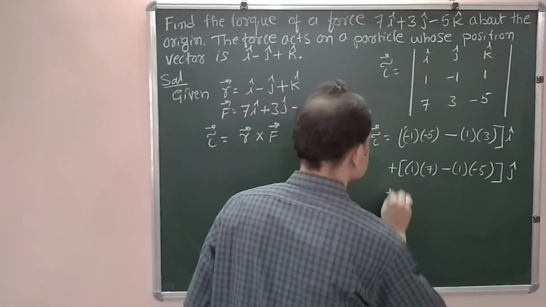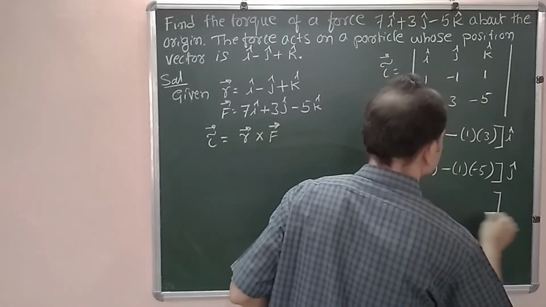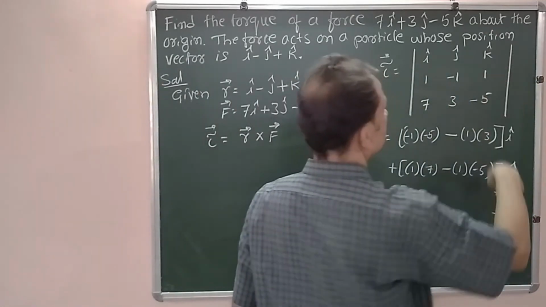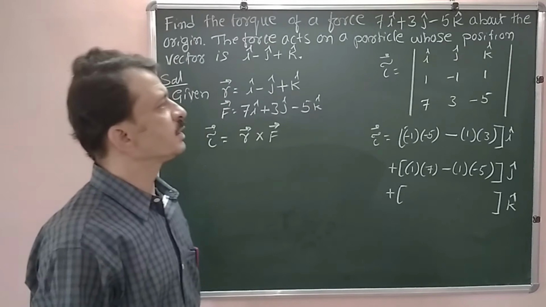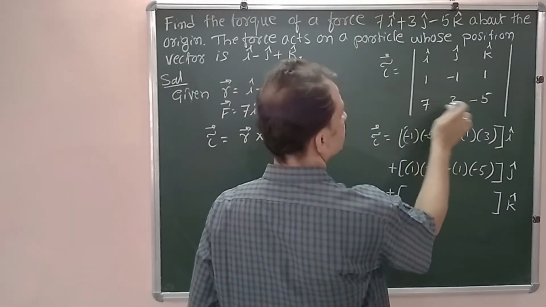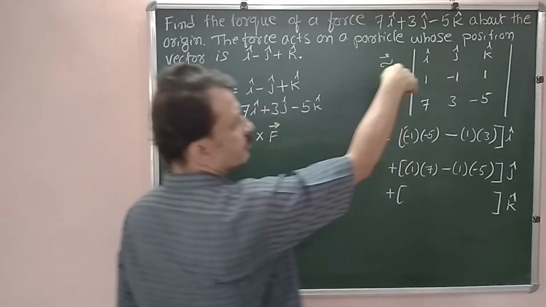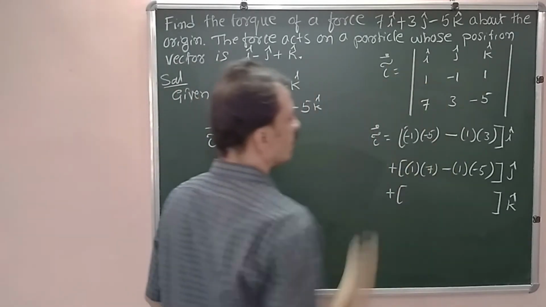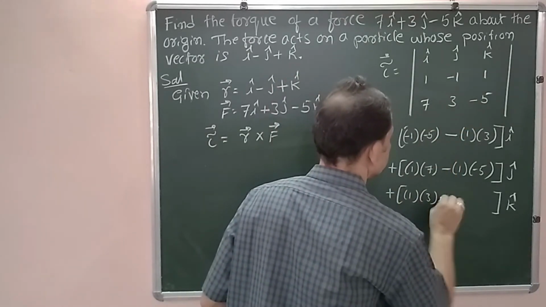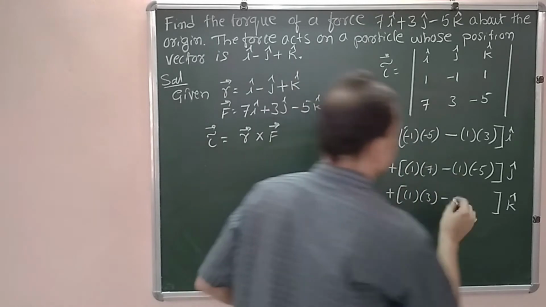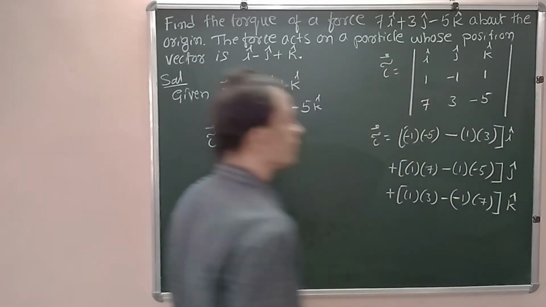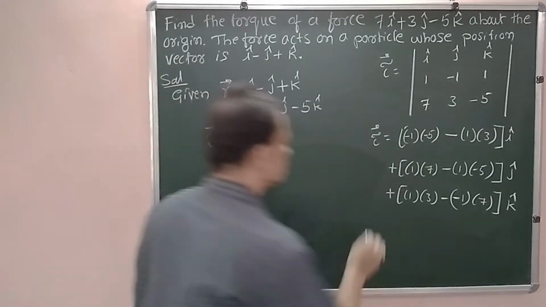Okay. Plus, similarly, write the third term, that is k cap. Now leave the first row and third column containing the unit vector k. We are left with 1, -1, 7, 3. Since it is the third one, we start from top left to bottom right, 1 into 3, so 1 into 3 minus -1 into 7. Now simplify, we will get the torque.